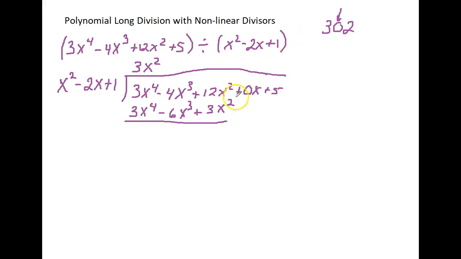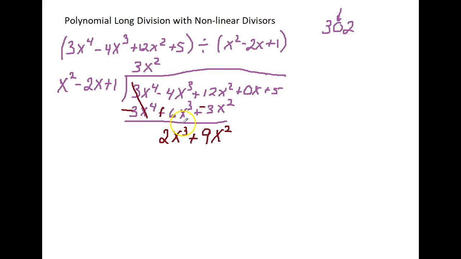And then I have to subtract. So let me change colors for my subtraction. Subtracting means I change the sign of the bottom line. Minus a negative becomes a plus. And I subtract straight down. This cancels out. That's what we want. Negative 4x to the third plus 6x to the third leaves me with 2x to the third. 12x squared minus 3x squared gives me plus 9x squared.